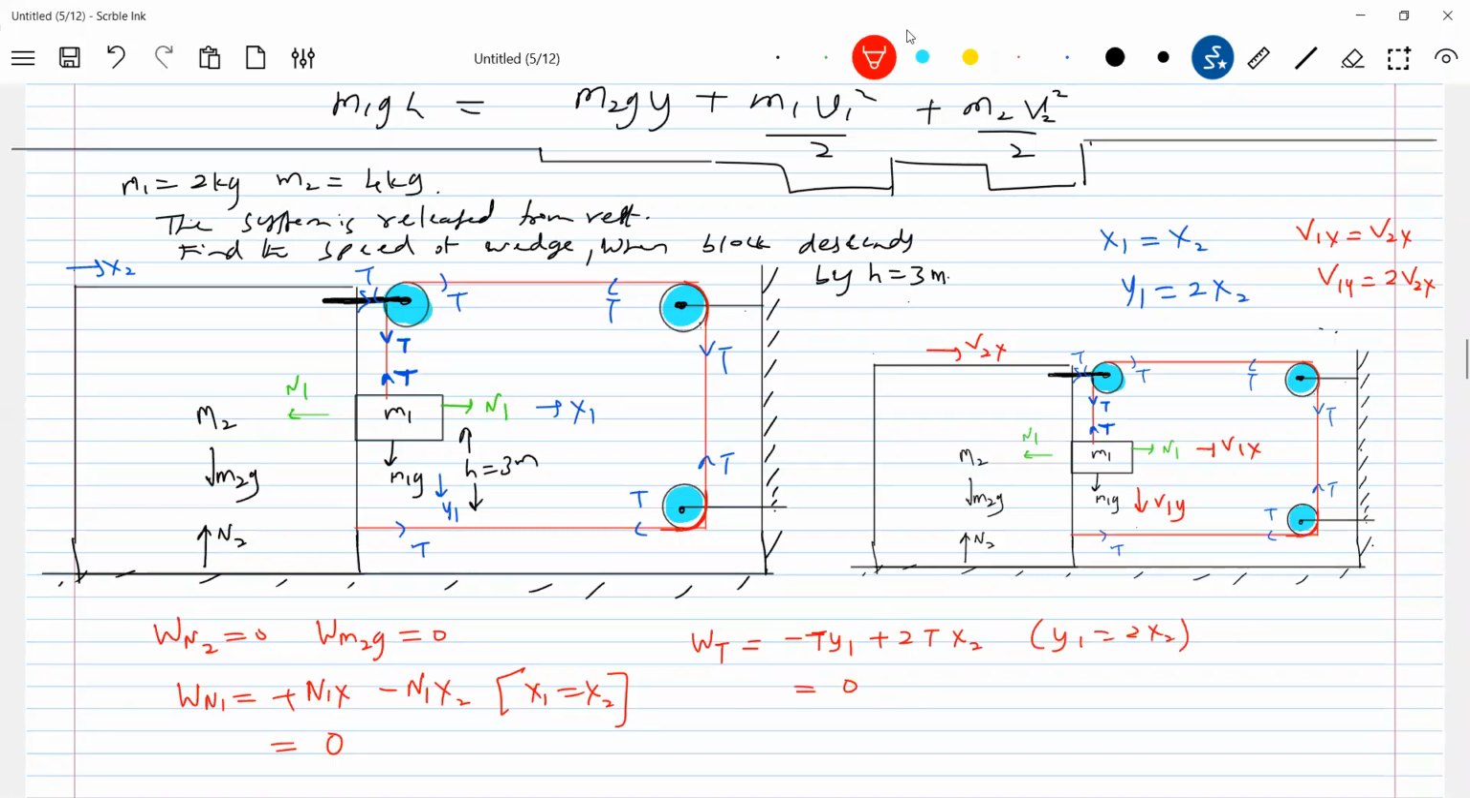This will be 0. Okay, see now. Finally, what happened? Tension does positive work or negative work on the wedge? It does positive work.